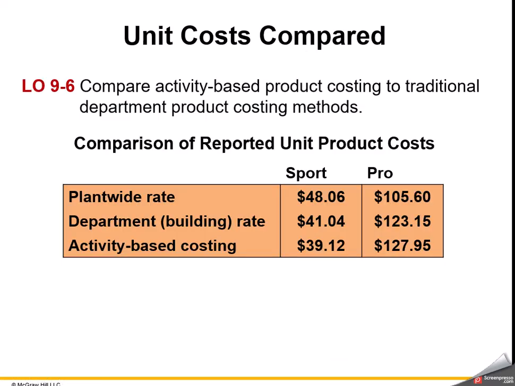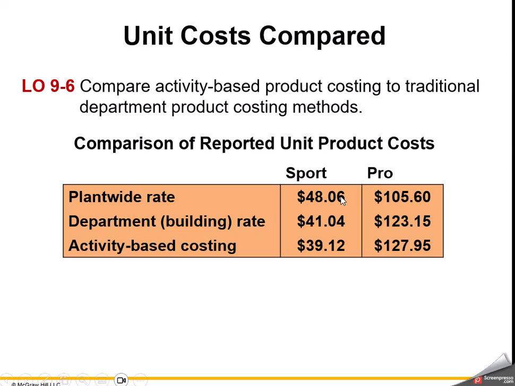So now it sums it all together to say, okay, this is the cost if we did the plant-wide rate. This is if we did it by building, assembly versus the packaging and shipping. And then this is if we did it by activity. So I guess probably the activity is the most exact, but then the department rate isn't that much different. It's pretty much different than the plant rate though.